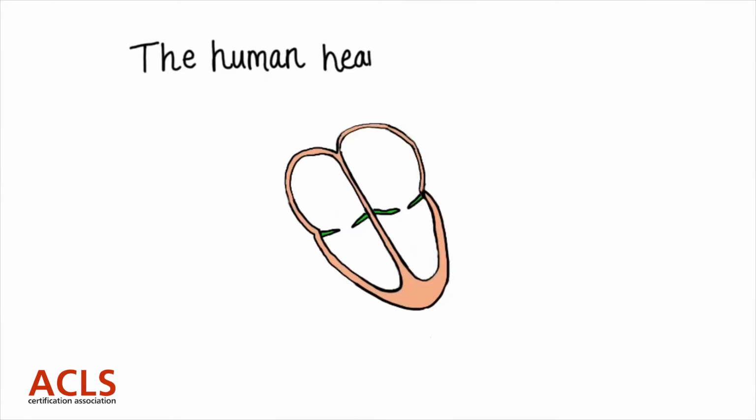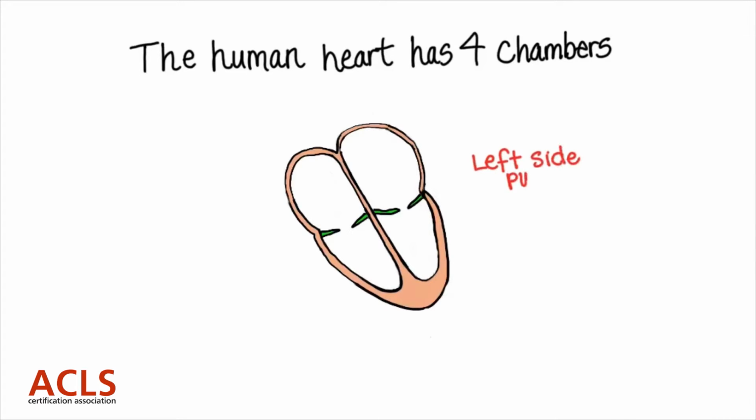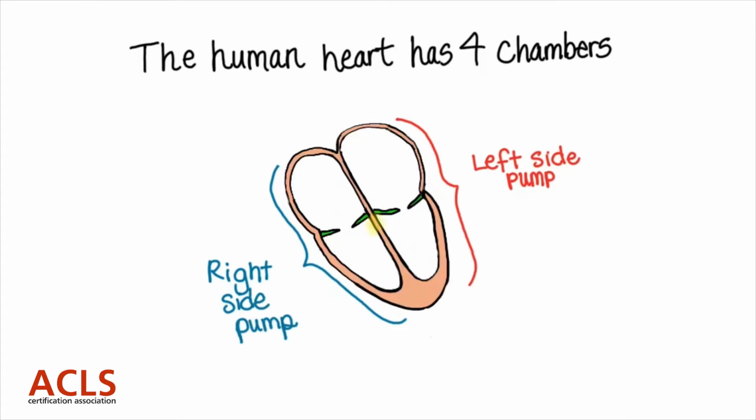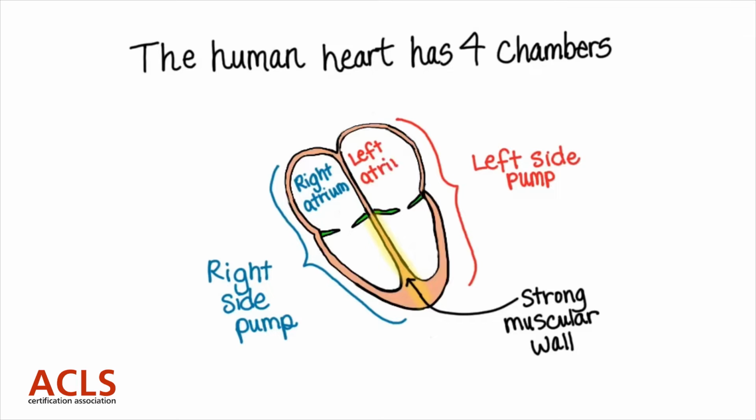The human heart is made up of 4 chambers. It has a left side pump, and it has a right side pump. The wall in between is called the interventricular septum. It's strong and it's very muscular. The upper chambers are called the right atrium and the left atrium. The lower chambers are the right ventricle and the left ventricle.